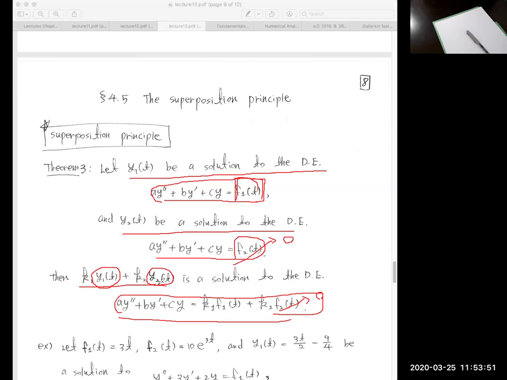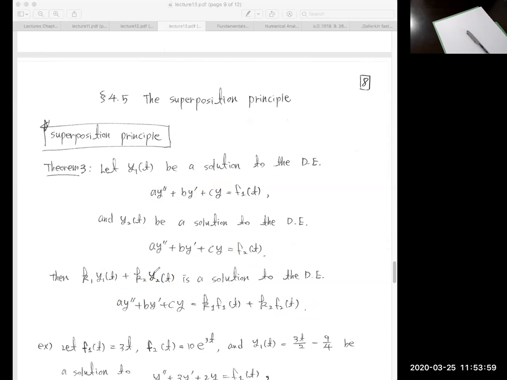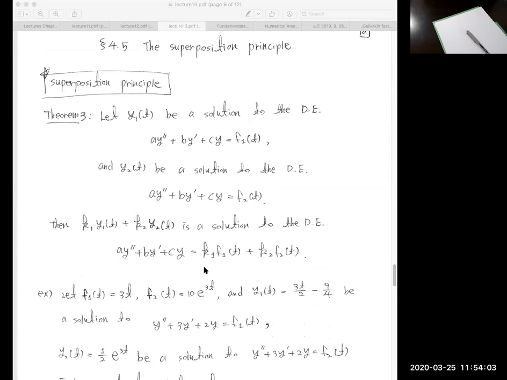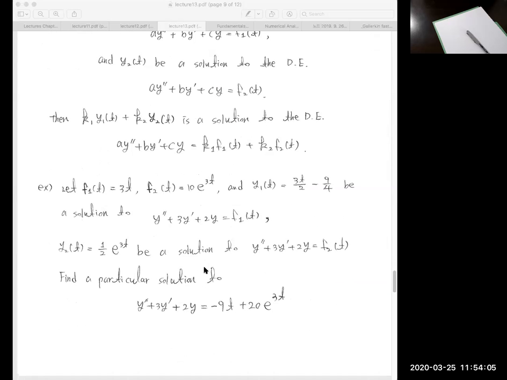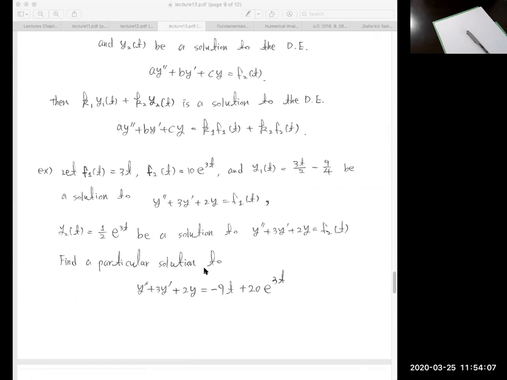We can say that. I know it's complicated, right? Don't worry about that. We'll see it more clearly later. So let's see, here's the example. Simple example. This is an application of the superposition principle.